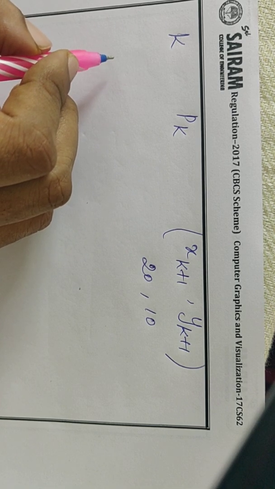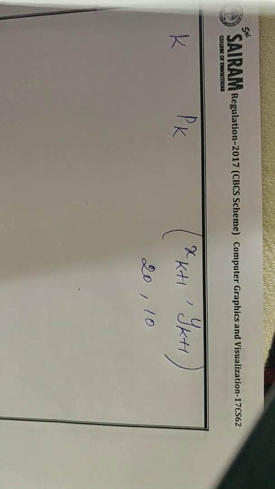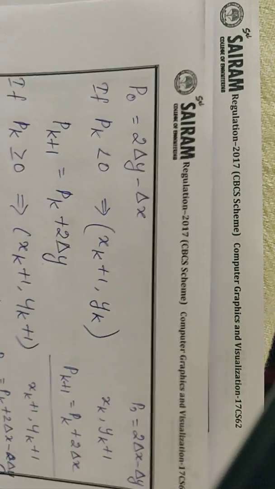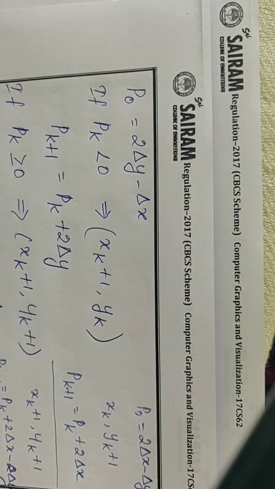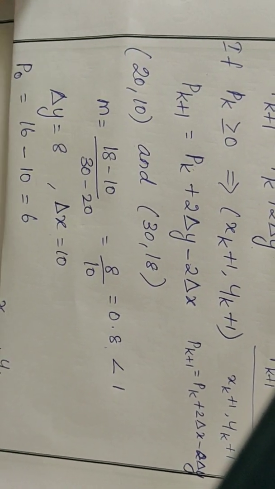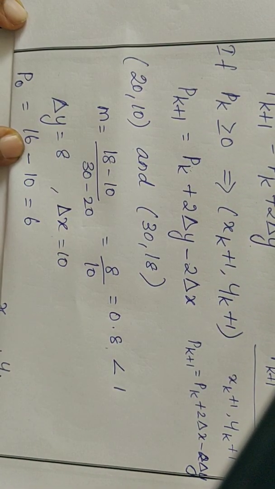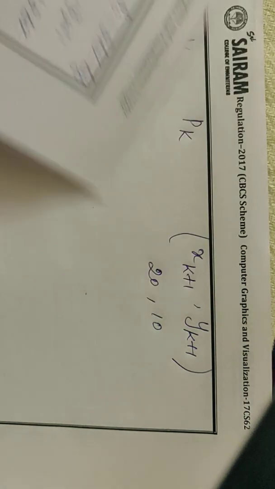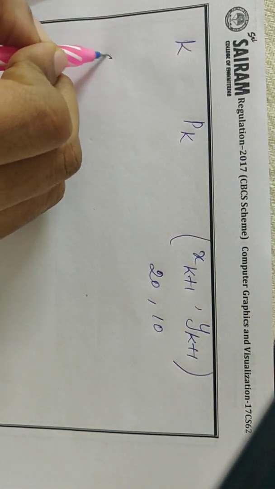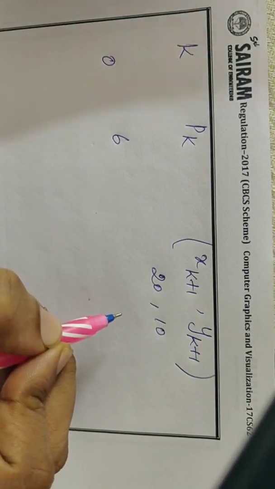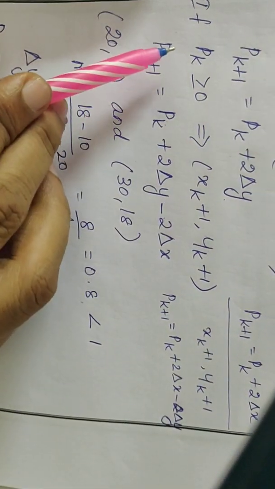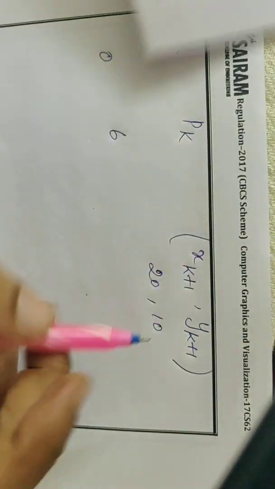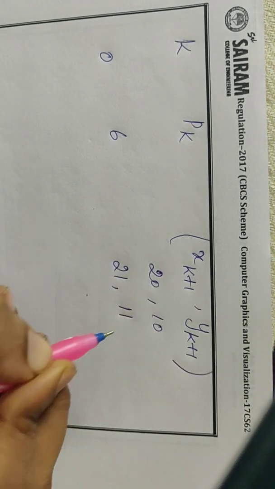So how to find the initial pk value? For the initial pk value, you have this formula. P0 is equal to 2 delta y minus delta x. Using that I have found P0. What is P0? 2 delta y, delta y is 8, so 2 delta y is 16 minus 10, which is 6. So 6 I have to write here. So 0, 6. 6 is greater than 0, so I'll be incrementing both. So this becomes 21, 11.